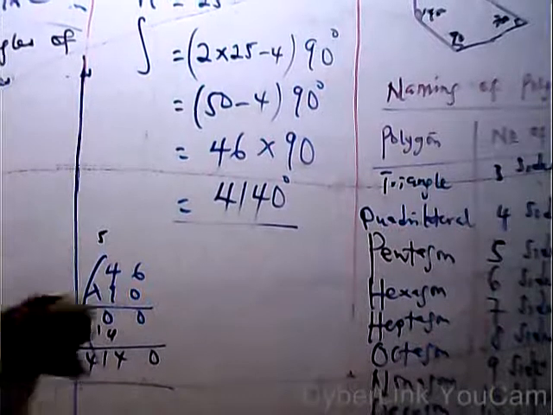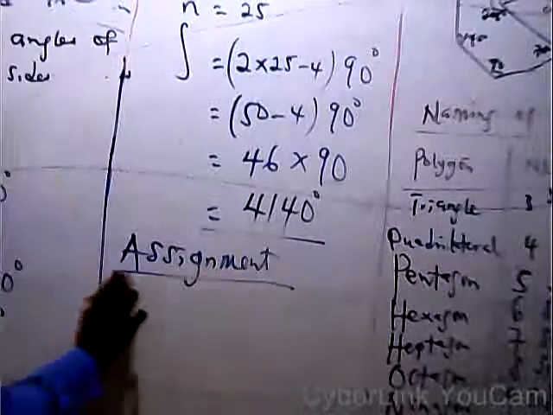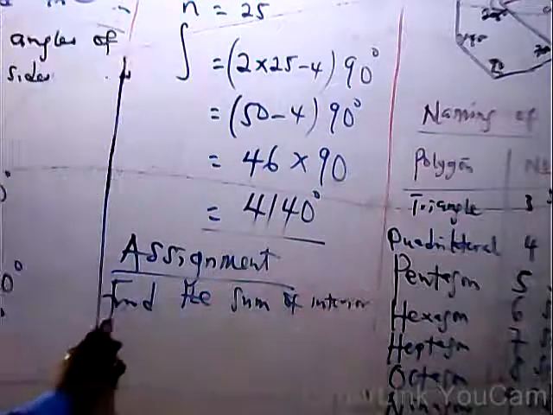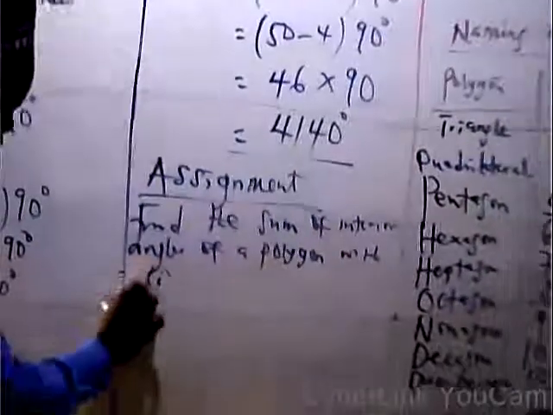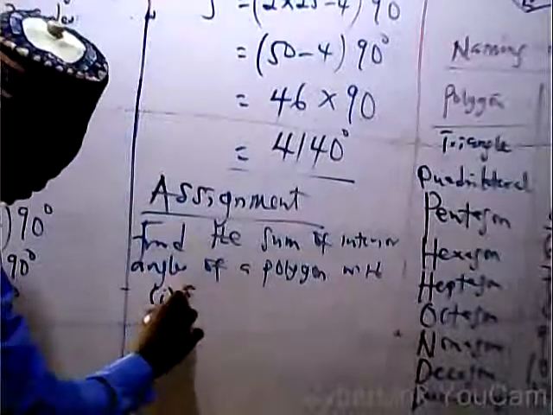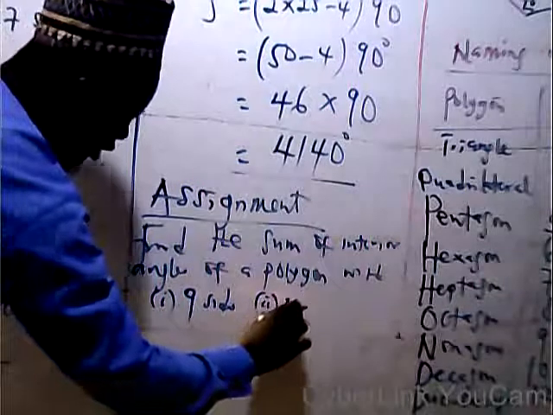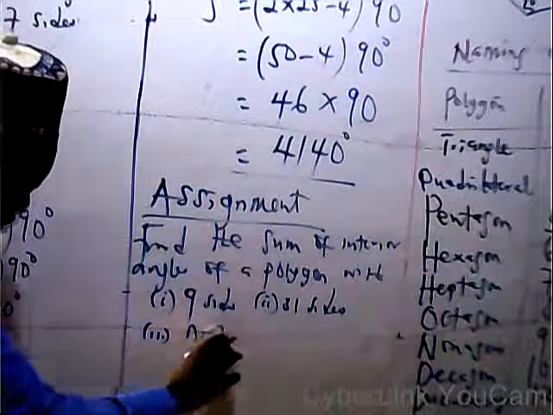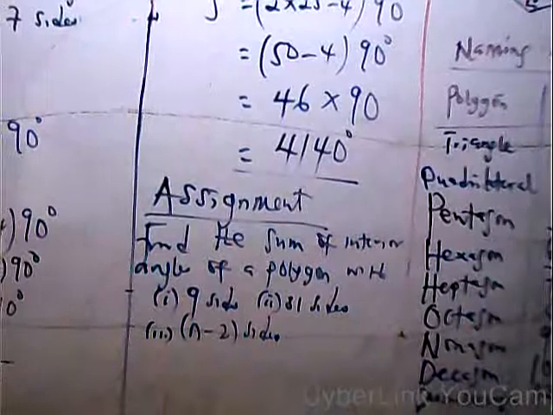On your own, please quickly take this as your assignment. Find the sum of interior angles of a polygon with: 1, the one with 9 sides; 2, the one with 31 sides; and 3, the one with n minus 2 sides. Find the sum of the angles.